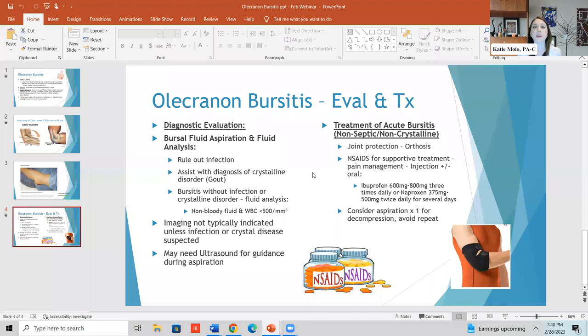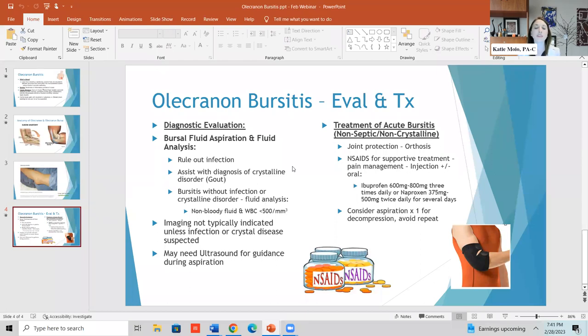And the analysis of that fluid will look non-bloody. I mentioned it might look bloody if it's hemorrhagic before, but if it's just plain old bursitis, non-bloody fluid and white blood cell count is less than 500 per millimeter cubed. And that would be a lot higher if it was infected. So white blood cell count, driver of infection, if it's low, not infected.